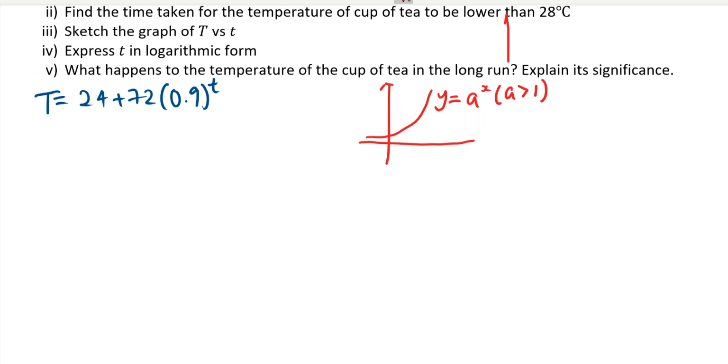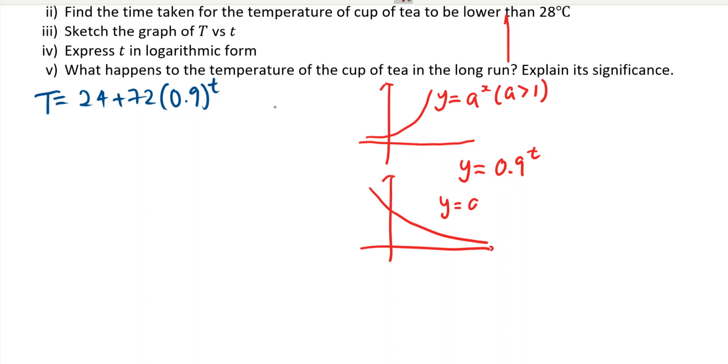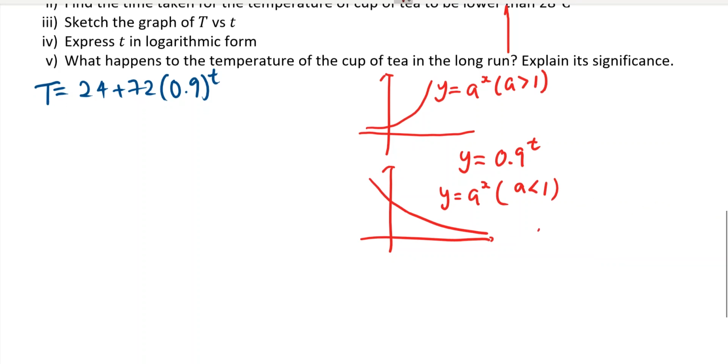So if I'm going to draw 0.9 to the power of t, I first need to think of y equals 0.9 to the power of t. Since 0.9 is lesser than 1, it's not going to go this way, it is going to be in this manner. This is y equals a to the power of x for a smaller than 1. How do I remember? This is called the aeroplane landing.